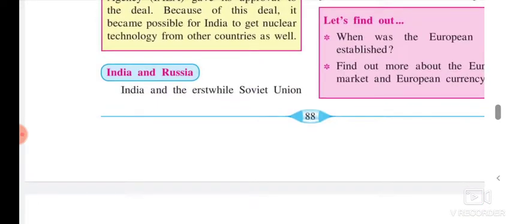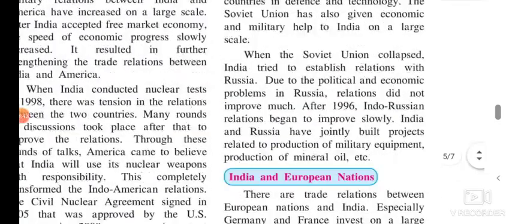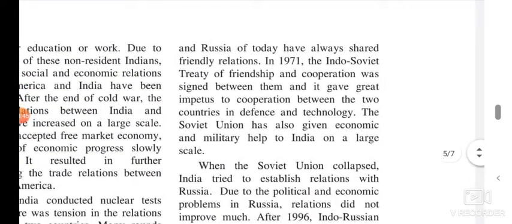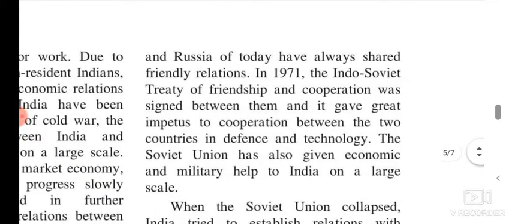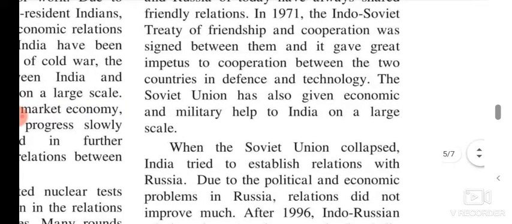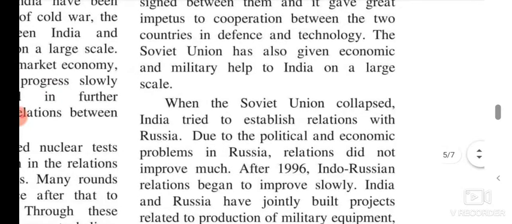India and Russia. India and the erstwhile Soviet Union and Russia of today have always shared friendly relations. In 1971, the Indo-Soviet Treaty of Friendship and Cooperation was signed between them, and it gave great impetus to the cooperation between the two countries in defense and technology. The Soviet Union has also given economic and military help to India on a large scale.